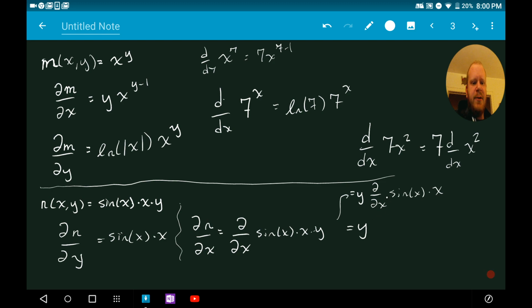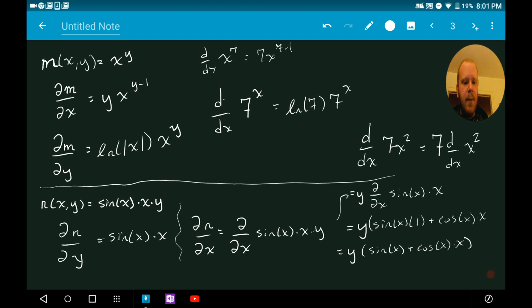That's going to be y times, and then now we just have a product rule to do, right? Partial derivative with respect to x of sine of x times x. That's going to be, let's see, sine of x times 1 plus derivative of this one, cosine of x times x. Product rule, chain rule, just things you want to think about, right?